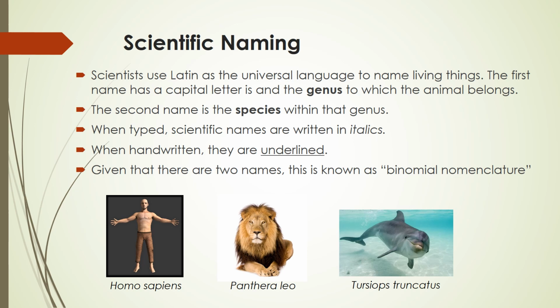When we look at, in the bottom left here, Homo sapiens, that's our scientific name as humans. Homo is the genus that we belong to, and sapiens is the name of our species. Then we have lions, Panthera leo. We have bottlenose dolphins, Tursiops truncatus. And so you can see that with these names, because they're typed, they're in italics. If we were handwriting these, we would underline them. And given that there are 2 names in scientific names, this is known as binomial nomenclature, which is basically a 2-name system.